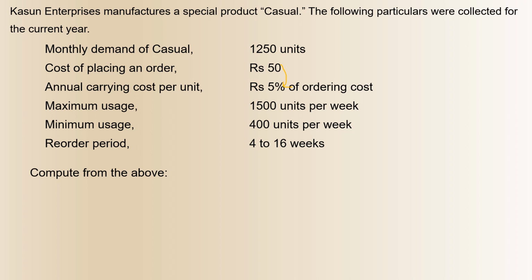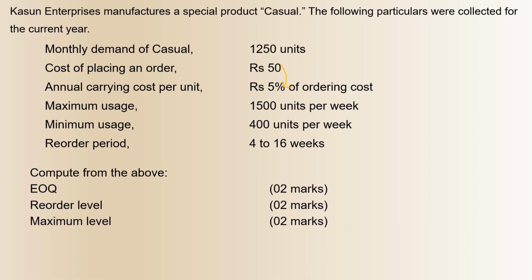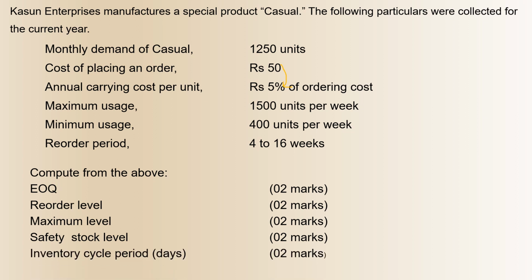Then you are required to calculate the following. You have to compute the EOQ, reorder level, maximum level, safety stock, as well as the inventory cycle period. Altogether, you are getting 10 marks. Now just try to find the answers for the above inventory levels.